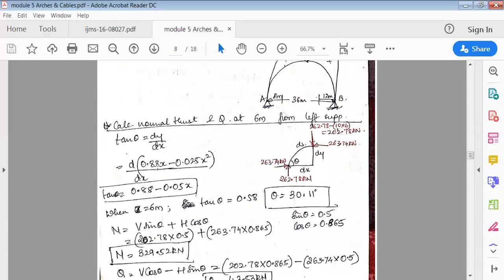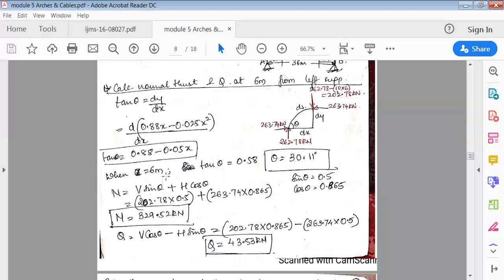So it is 0.88 times x. Because we are differentiating with respect to x, this becomes 2 into 0.025 into x. So this is now tan theta. Now they have asked to find at a distance of 6 meter. Because it is 6 meter, it is like the x distance. So put x equal to 6 meter, put it back in the equation, and then you find tan theta. Tan theta is nothing but this angle. Now we'll get the angle. So this angle is 30.11.